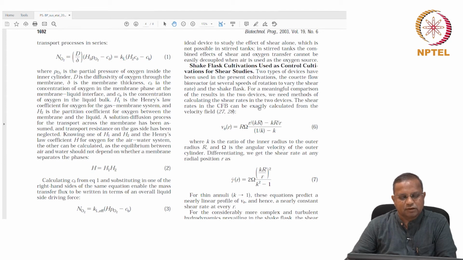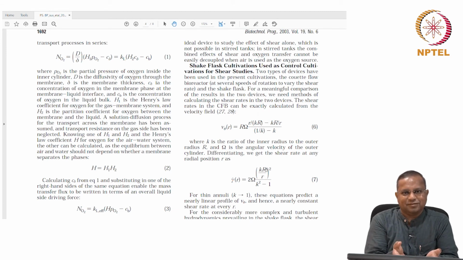The shear rates in the CFB can be exactly calculated from the velocity field. You know, we derived this in this class. We derived the exact same expression in this class. And you remember this gamma dot; I would have used a different symbol here. The shear rate gamma dot as a function of r is 2 omega kappa squared over r squared times (kappa squared minus 1). This we had actually derived in this class, and we are using this in research, right.